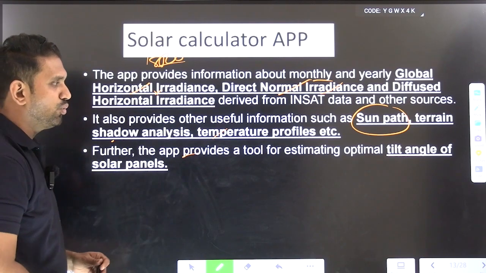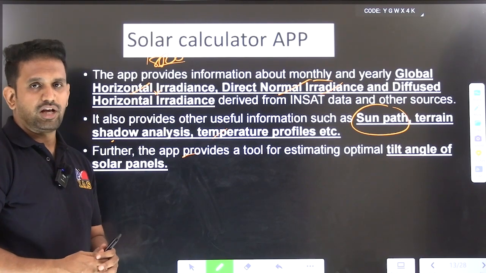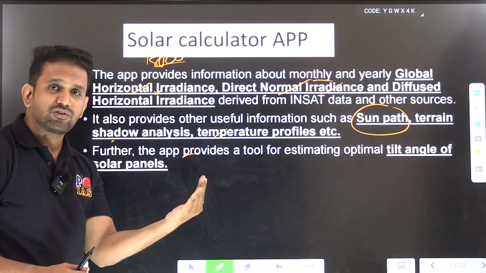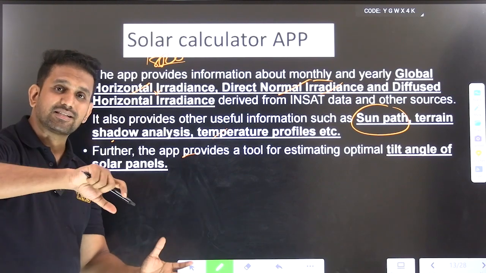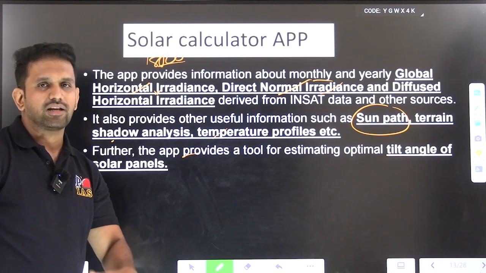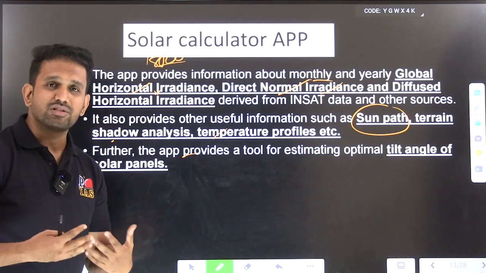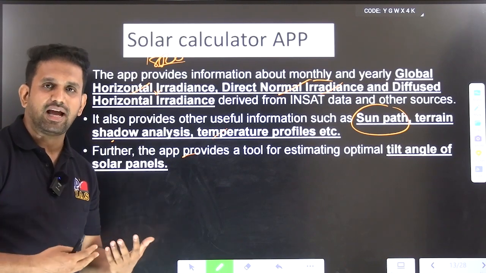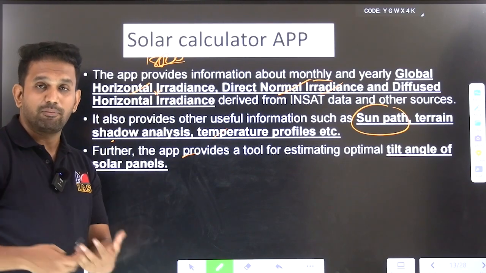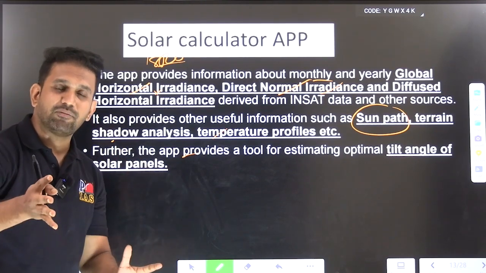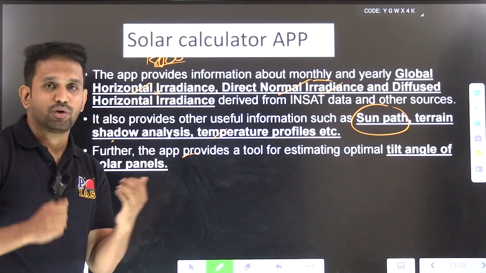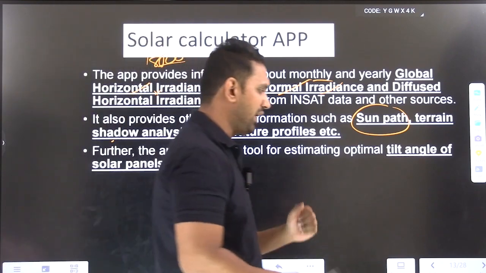Further, the app provides a tool for estimating the optimum tilt for solar panels. Suppose on your terrace you have a solar panel. With the help of the Solar Calculator app, you can actually turn your solar panels, how much degree you have to tilt, so that you will get maximum solar radiation. If you get more solar radiation, the solar cells will charge more, and you can have solar power from the panels not only up to 4 o'clock every day, but up to 6 o'clock, only by tilting the solar panels according to the Solar Calculator app. You will get the maximum rays.